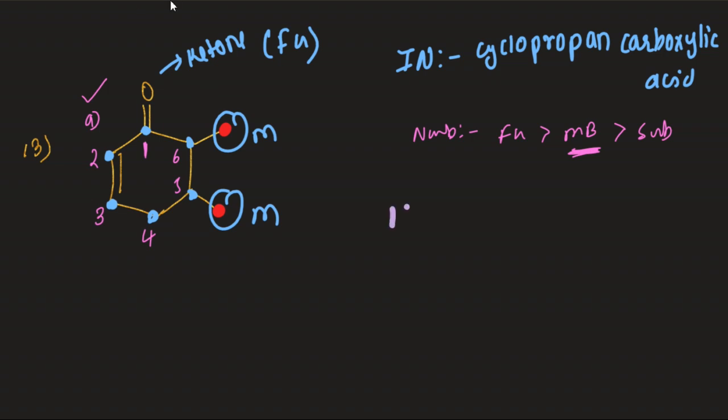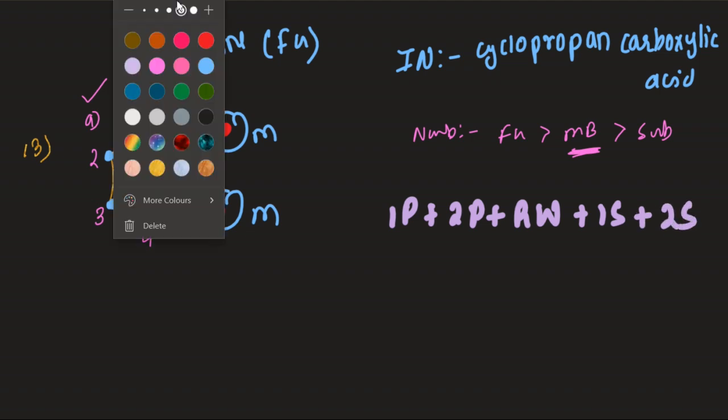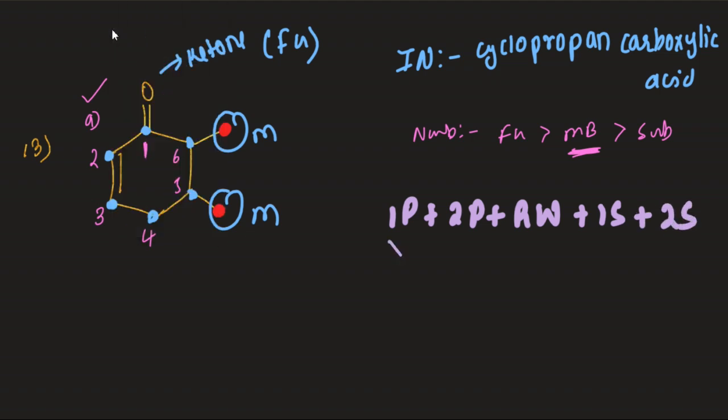Let us write the IUPAC name: primary prefix, secondary prefix, root word, primary suffix, secondary suffix. So let us try to understand here. Primary prefix is not there. Secondary prefix is there. At which position? 5th position and 6th position, and both are the same. So what should I write? 5, 6 dimethyl.